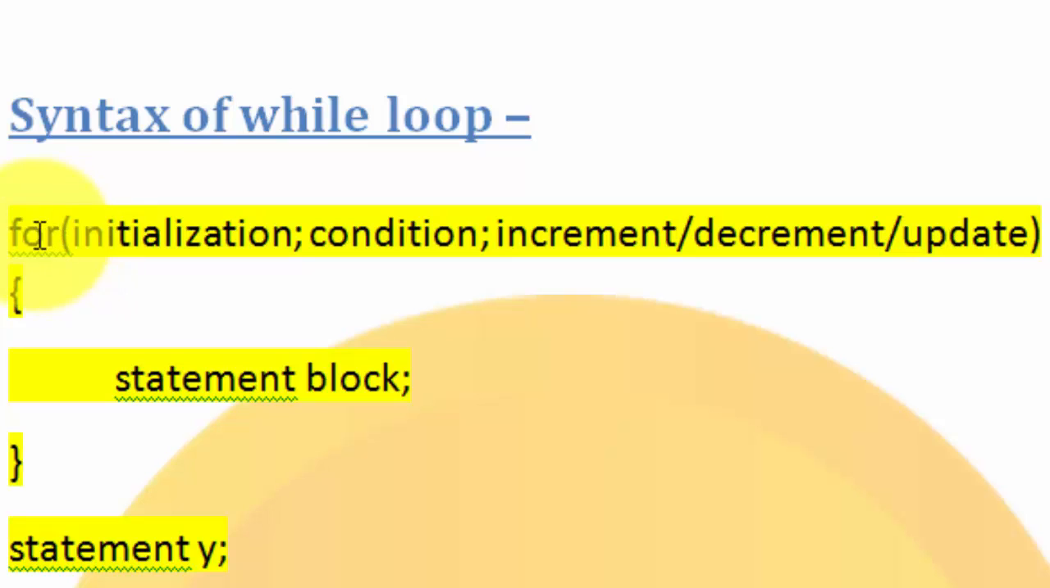See, for, this is for. In the first bracket we give the initialization, then a semicolon, which means separation, then a condition is given, then again a semicolon, then we can do increment, decrement or update. These three things can be done here. In these braces we make the statement block. If the condition is satisfied, then the statement block executes, else it goes towards the statement y.